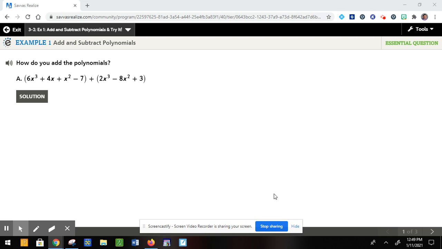All right, welcome to lesson 3.2. We'll start with example 1 here. We're going to be working with polynomials. So the first couple examples here are doing some operations with polynomials.